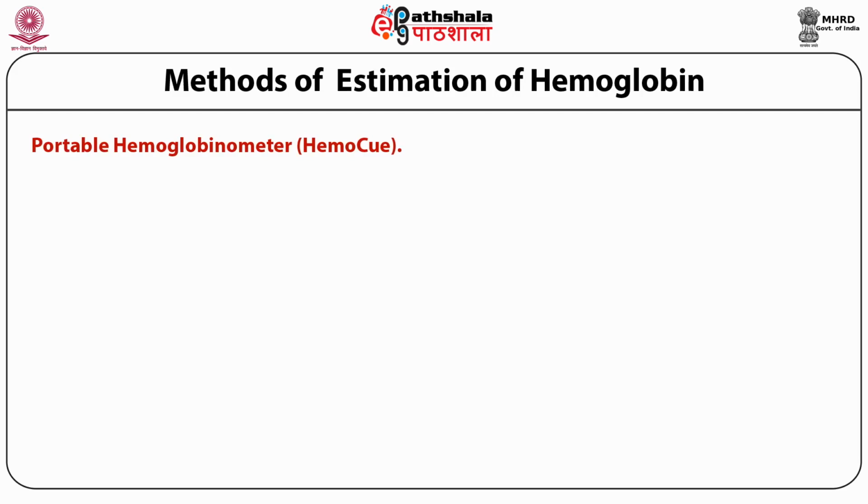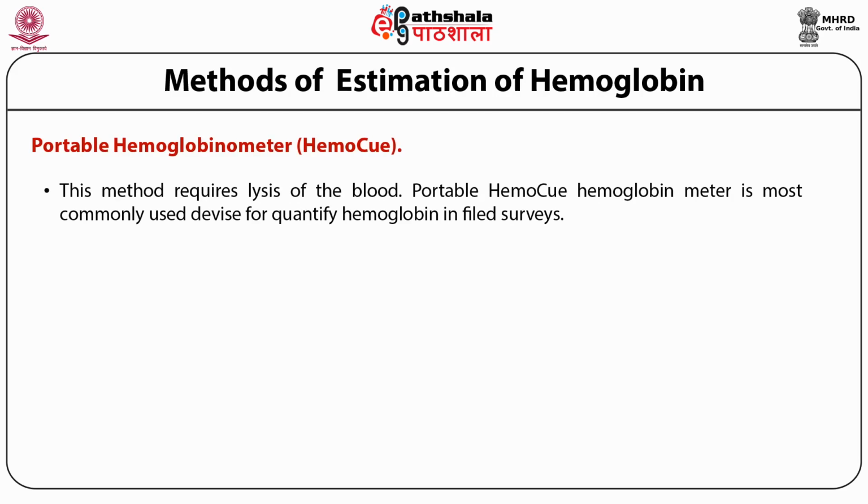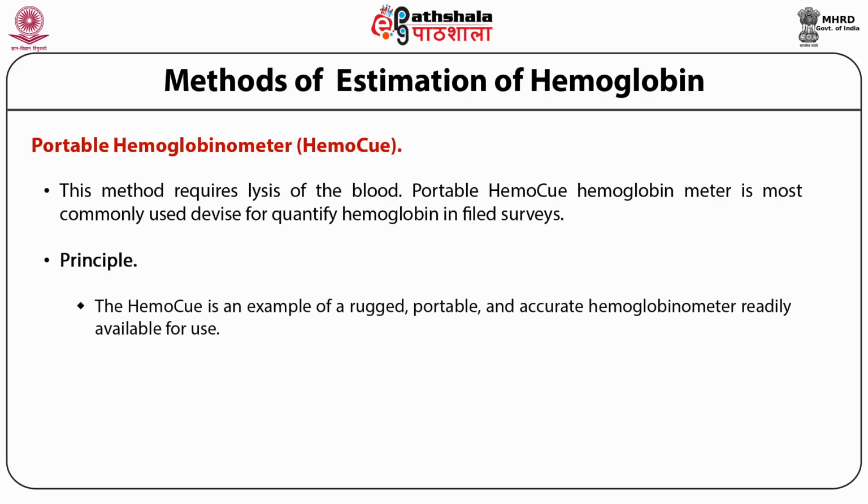Portable hemoglobinometer. This method requires lysis of the blood. The portable HemoQ hemoglobinometer is the most commonly used device for quantifying hemoglobin in field surveys. The HemoQ is an example of a rugged, portable and accurate hemoglobinometer readily available for use. The HemoQ uses a disposable cuvette that is treated with chemicals that rupture the red blood cell wall and combine with the hemoglobin to form a compound that can be measured photometrically.